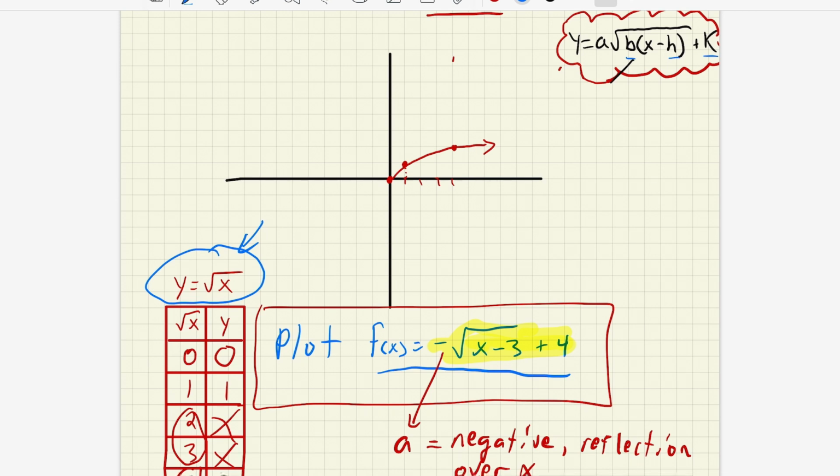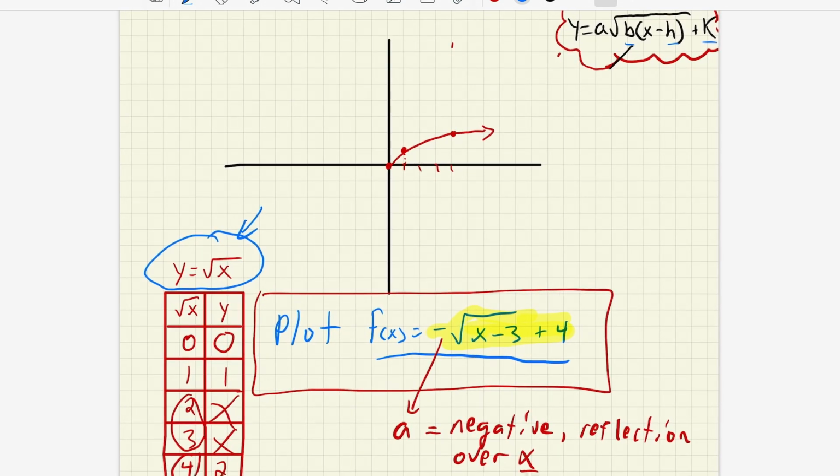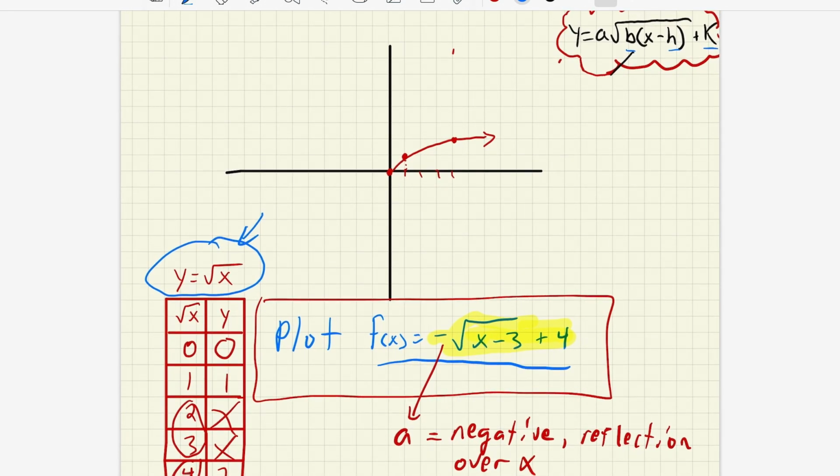And because there's no negative, there isn't a reflection over the y-axis. So we can leave that there. Now, we're going to write b, no change, right? So it's just equal to 1.